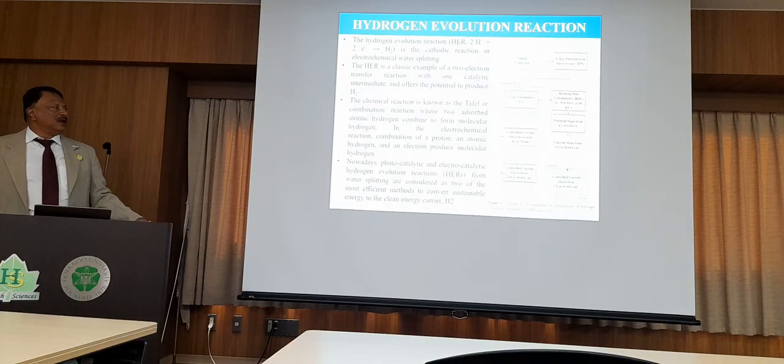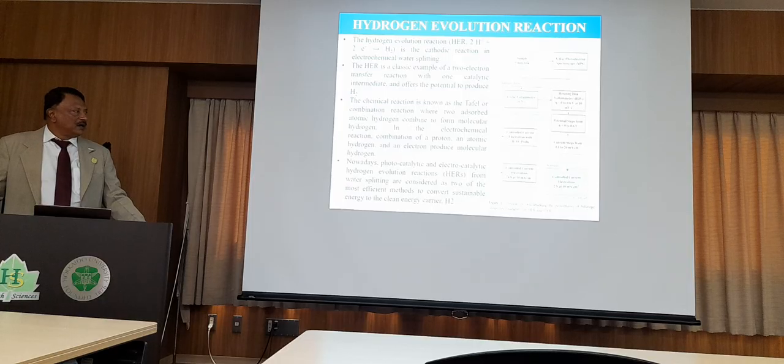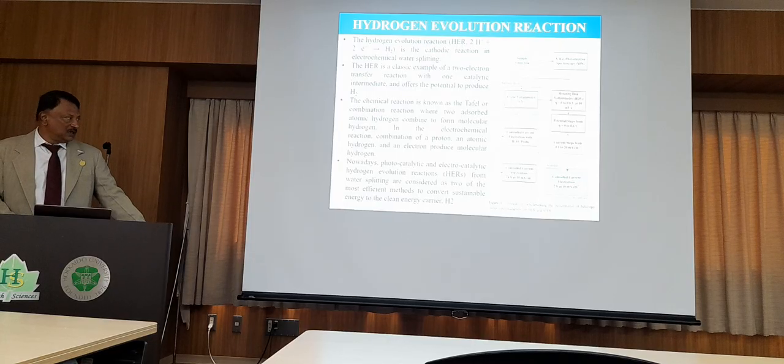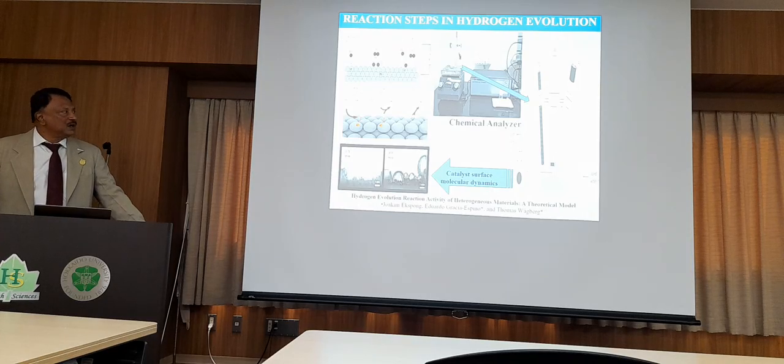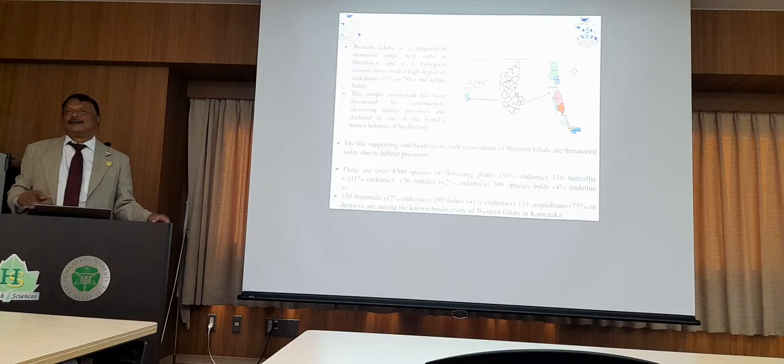Nowadays, photocatalytic and electrocatalytic hydrogen evolution reactions from water splitting are considered two of the most efficient methods to convert sustainable energy to a clean energy carrier. So this is how we use the electrochemical apparatus and chemical analyzer for the production of hydrogen. And this is material science.